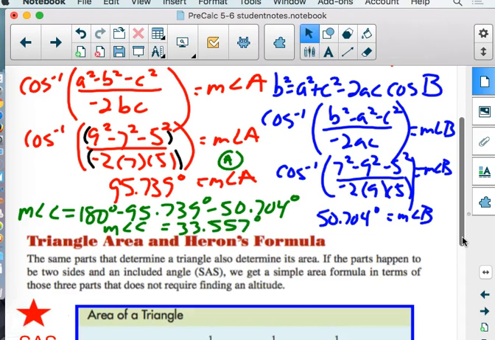I don't have any room to take inventory, but that's okay because with this one, we knew we needed all three angles, and we can see we've got measure of angle A, measure of angle B, measure of angle C. So check for that: side, side, side, or side, angle, side, and then you'll know. Just stick with the law of cosines as you go through it.